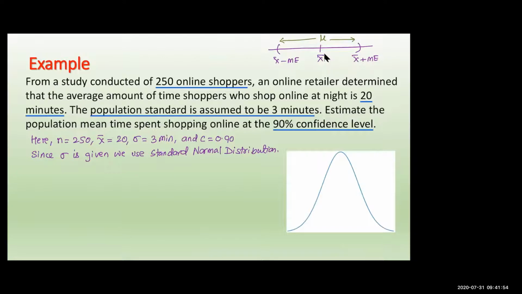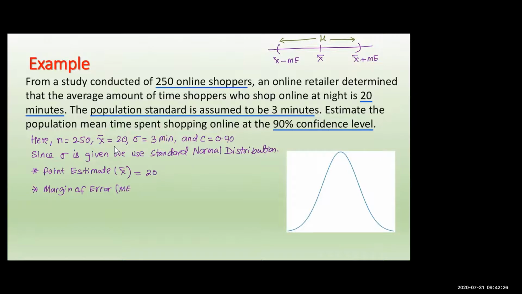So let's begin with the point estimate first. Here the point estimate is x bar, or the sample mean. It's already given, it's 20. We have that. Next, we need the margin of error.